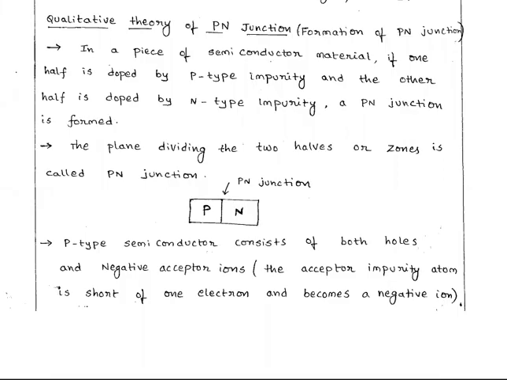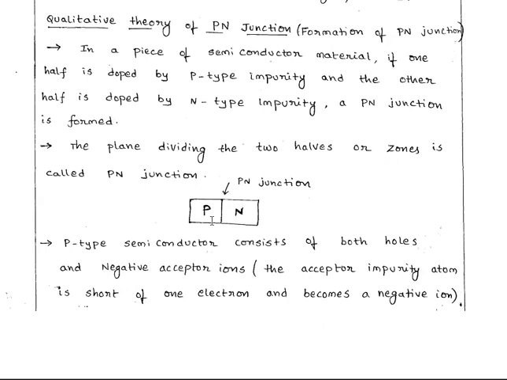Qualitative theory of p-n junction, or formation of p-n junction. How will this p-n junction be formed? For a pure silicon crystal, if one half is doped with p-type material and the other half is doped with n-type material, then in between them a junction is formed, that is the p-n junction. The plane divides the crystal into two halves or zones, and that is called the p-n junction.